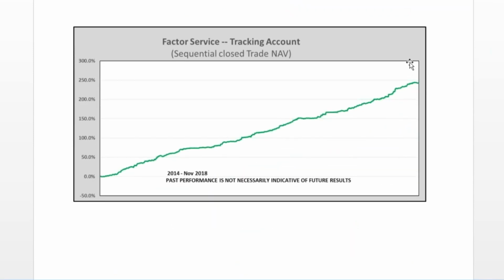This is the factor tracking account since the inception of the factor in January 2014. Many of you have been with me since that time, and you have no idea how Jolene and I really covet your support and your encouragement that we hear from you along the way.